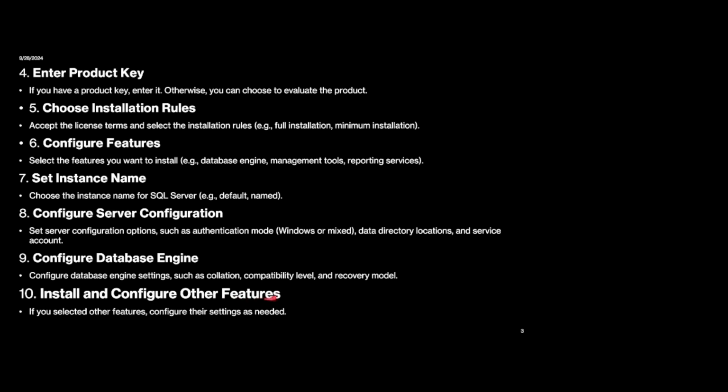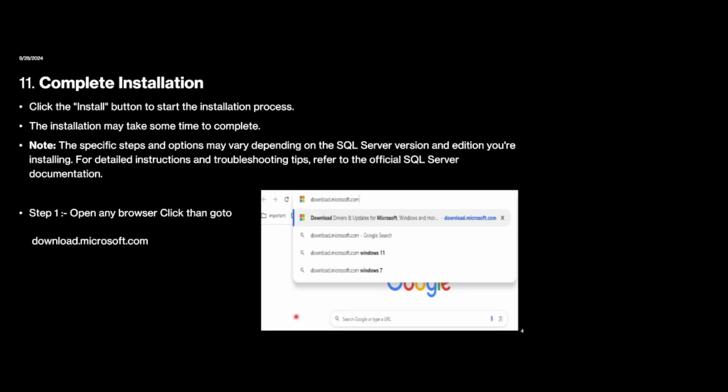Install and configure the other features. If you selected other features, configure the settings as needed. Then complete the installation process. Click on the install button to start the installation. The installation may take some time to complete, and note that the specific steps and options may vary depending on the SQL Server version. For detailed instructions and troubleshooting tips, refer to the official SQL Server documentation.